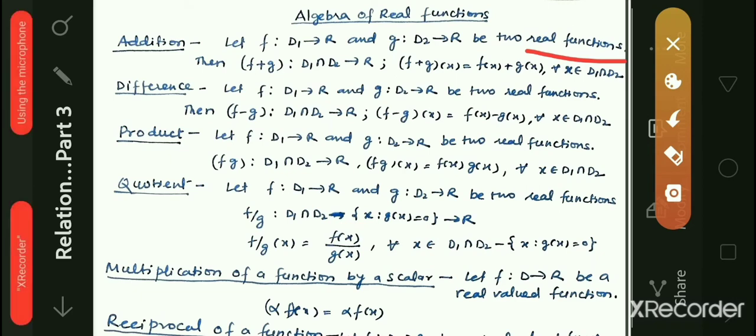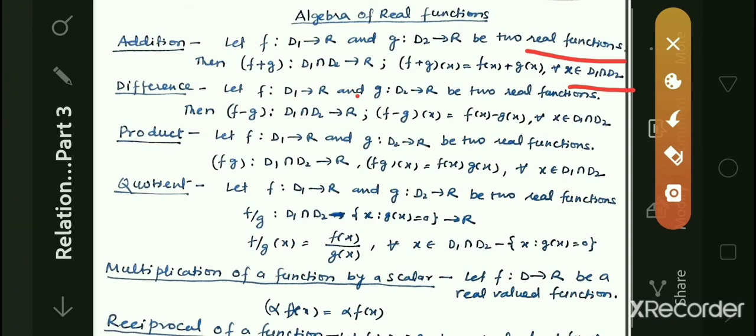Now define a function f plus g such that its domain is D1 intersection D2, meaning the domain of f plus g will be the common domain of D1 and D2. Then we can simply write (f+g)(x) is equal to f(x) plus g(x) for all x belonging to D1 intersection D2. Now difference, how to find the difference? The same condition will be here for difference. There is no change. It will be like addition, same definition. So you can do it at your own level. Now product.